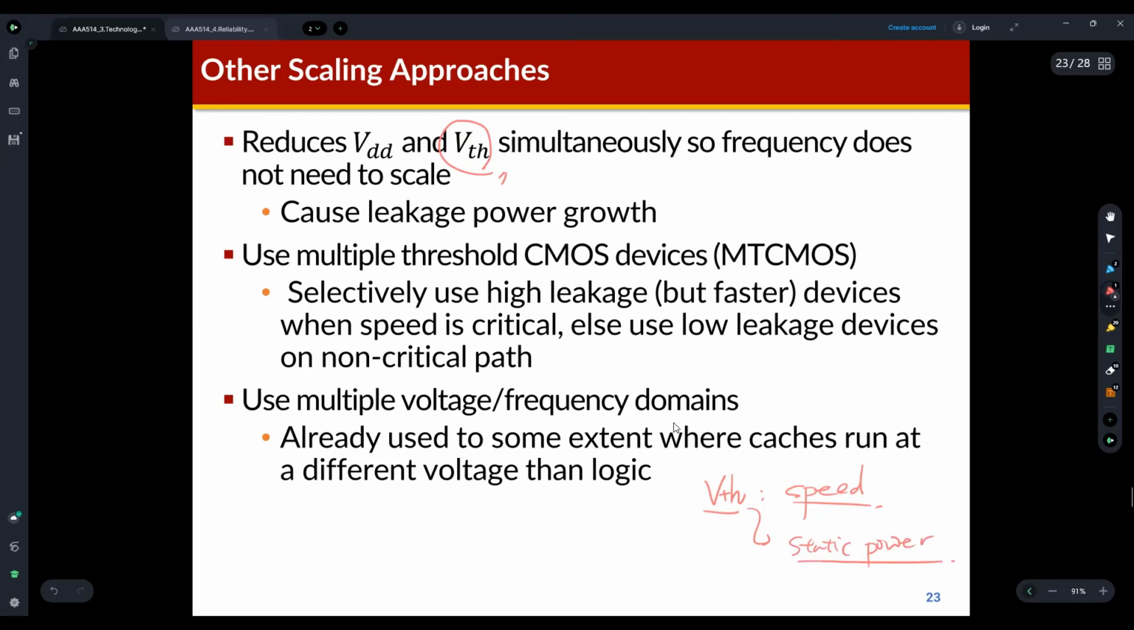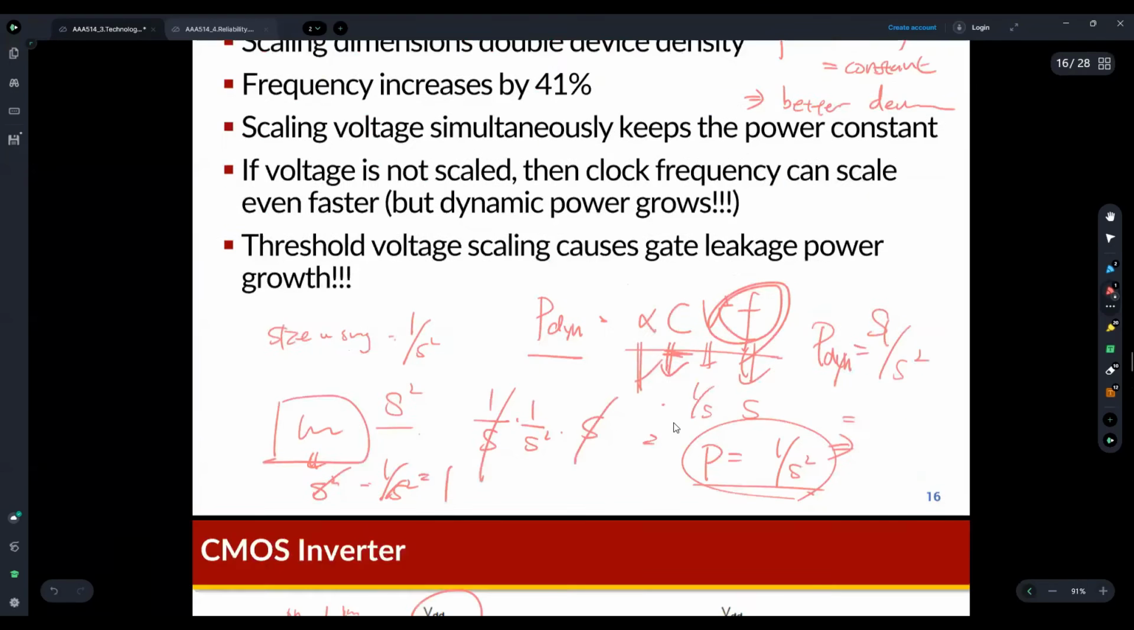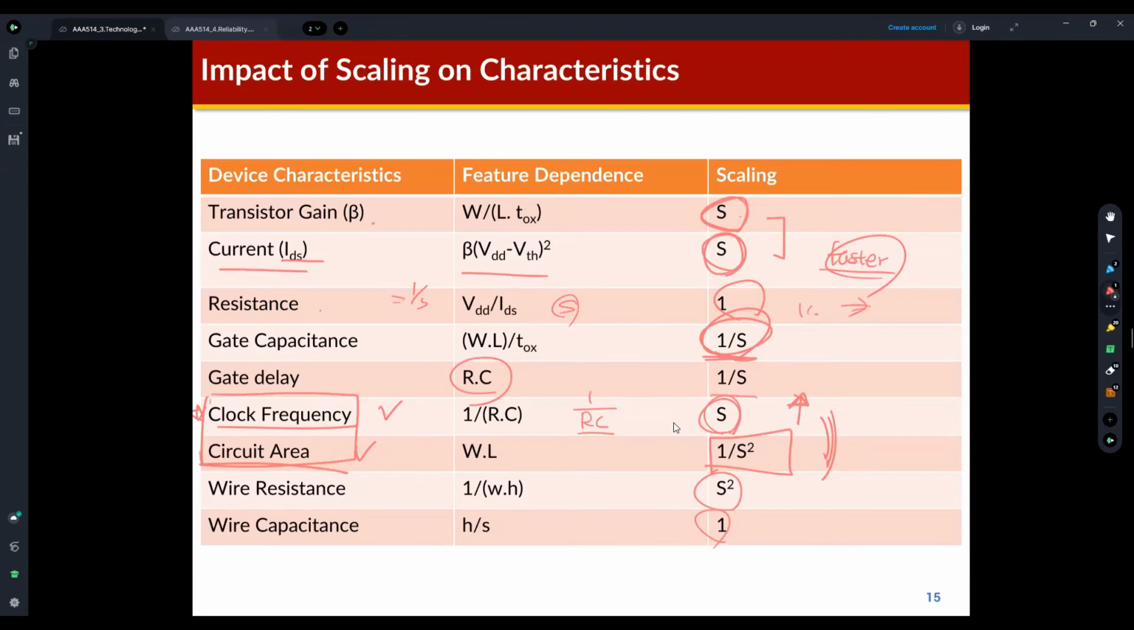We'll also cover the static power later. But if you see this current level, the current IDS is proportional to beta multiplied by (VDD minus VTH). What does that mean? If we can increase the IDS, as I explained, parasitic capacitors can be quickly filled with the electric charge. So that's why increasing IDS is good for increasing performance of a circuit.